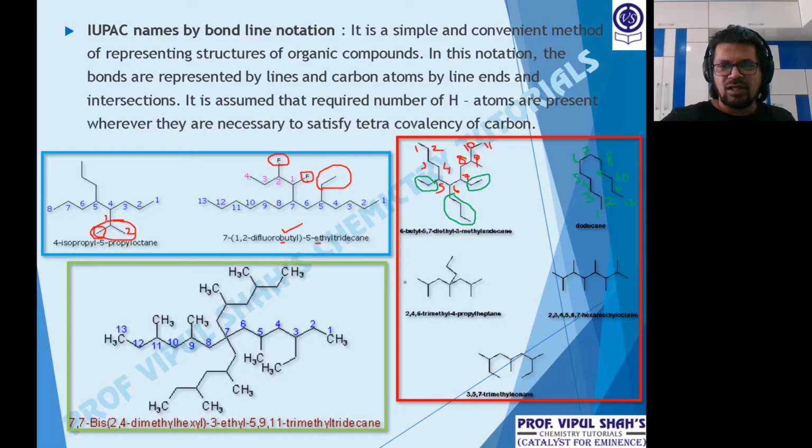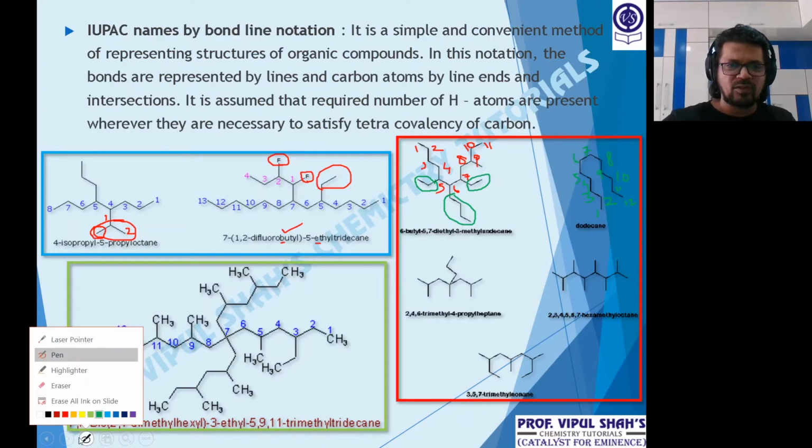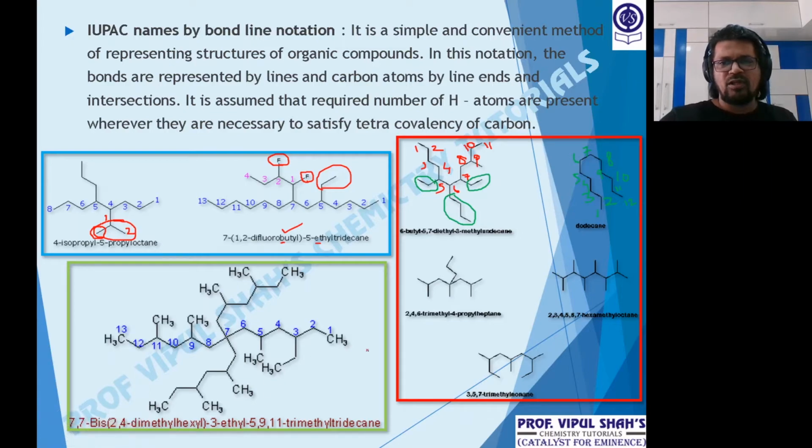Same with the next one. Look at this now. How is this numbering going? This numbering will be in a little different manner. Observe this part. Now here if I start numbering, it's 1, 2, 3, 4. And if I number from here, 1, 2, 3, 4. So whichever way you go, it's the same because both have branches. So 1, 2, 3, 4, 5, 6, 7. Okay. So now I have 7 carbon atoms.